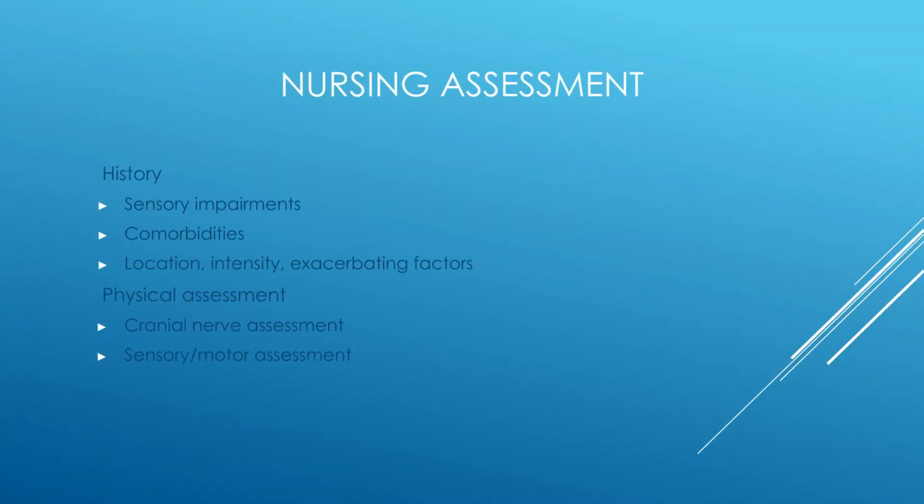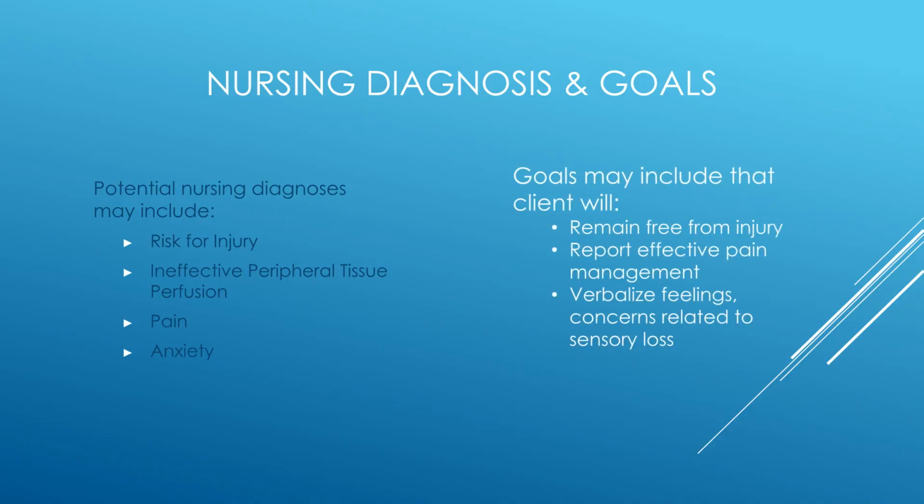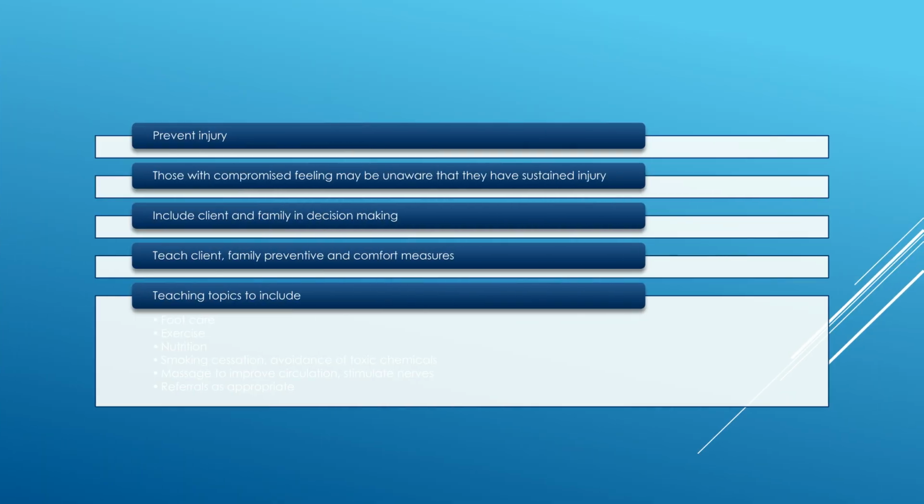Nursing assessment involves collecting a thorough history, including details on sensory impairments, comorbidities, and the location, intensity, and exacerbating factors of symptoms. A physical assessment includes cranial nerve, sensory, and motor function evaluations. Potential nursing diagnoses include risk for injury, ineffective peripheral tissue perfusion, pain, and anxiety. Goals focus on the client remaining free from injury, reporting effective pain management, and verbalizing feelings and concerns related to sensory loss.